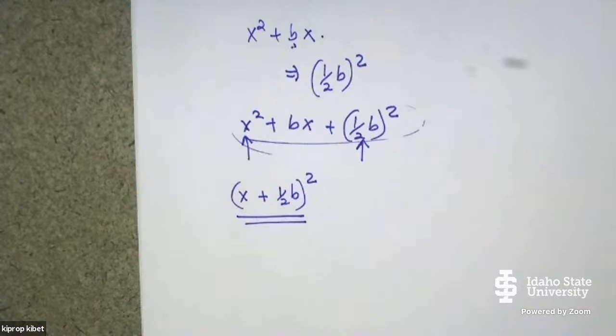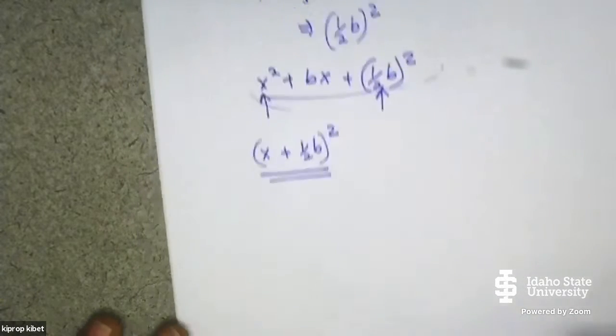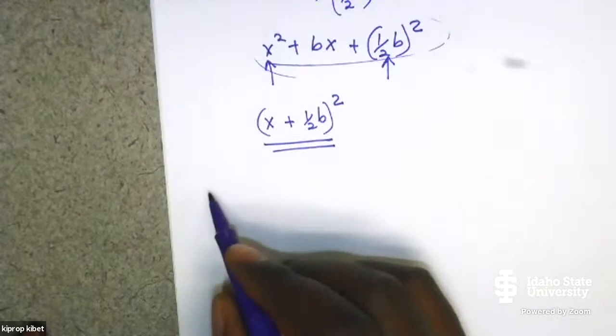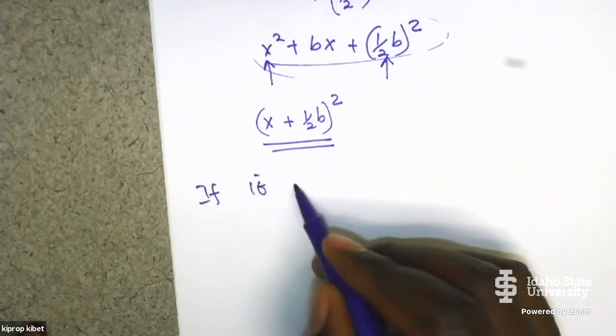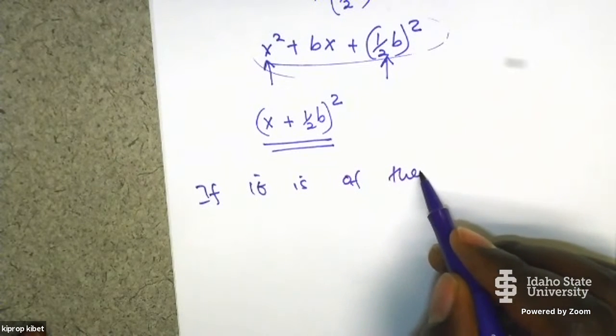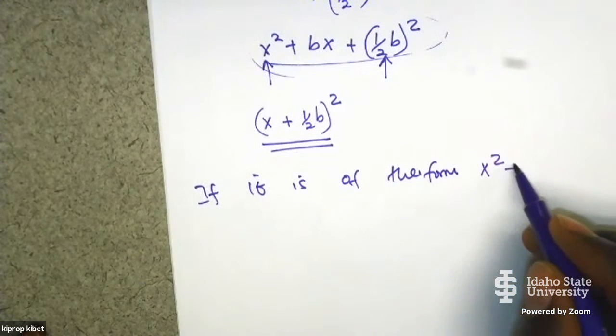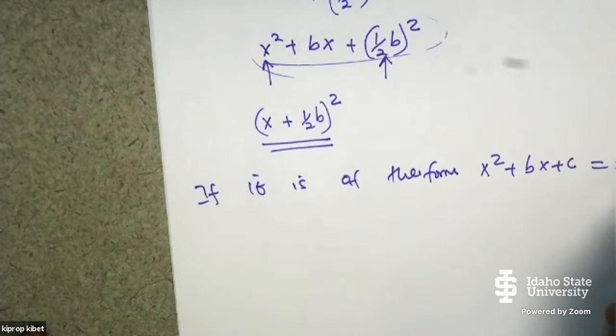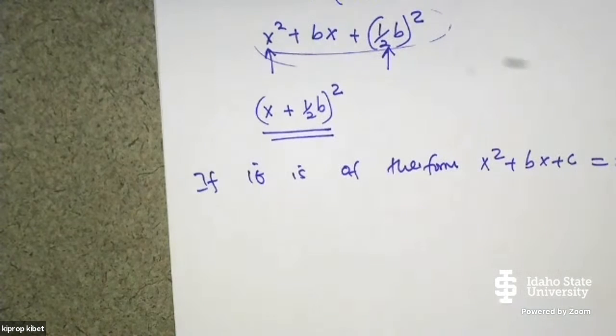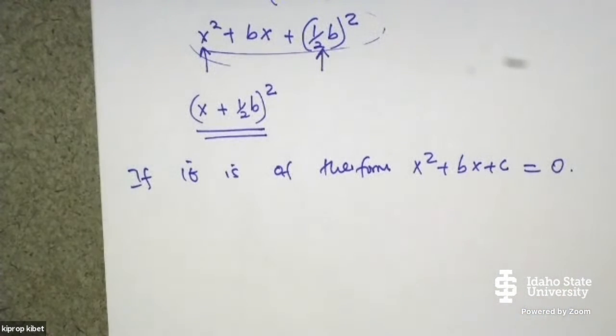Now, if it is of the form x squared plus bx plus c equals 0, if it is now a quadratic equation, how will we use completing the square here?